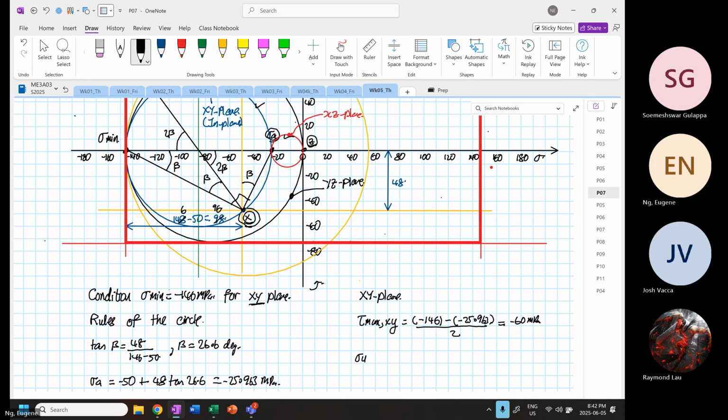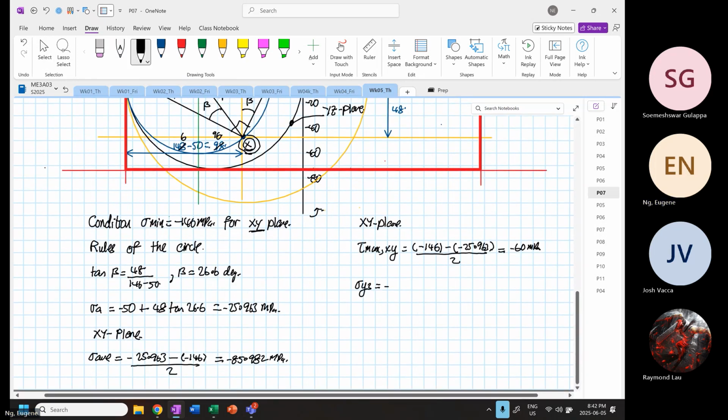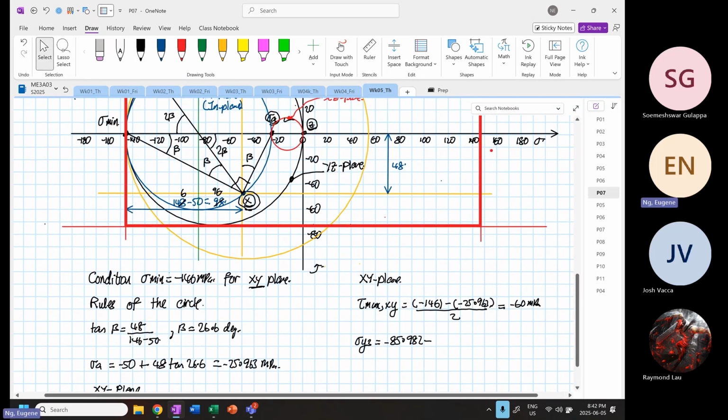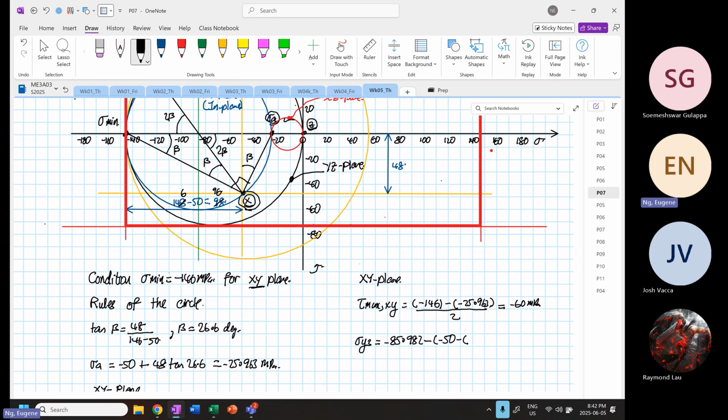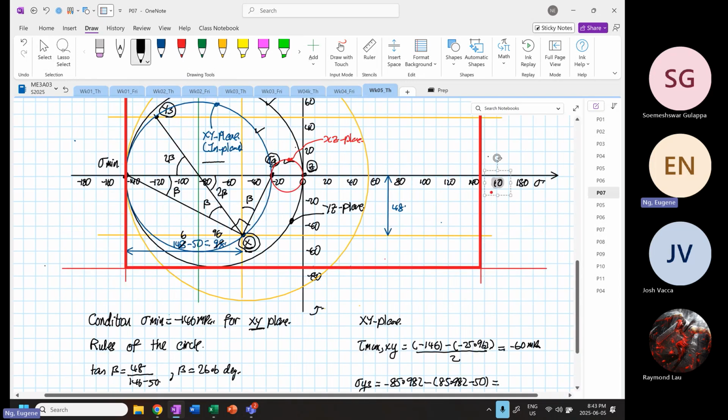So stress Y3, okay. One way of calculating stress Y3 is the center of the circle we calculated, which is what? Minus 85.982. And then minus by what? Then you can take the minus 50, or you can take the 85.982. Again, you minus by another 50, right? Why is that? Because the distance from here to here is 50. Let me draw it with precision, then you will appreciate.